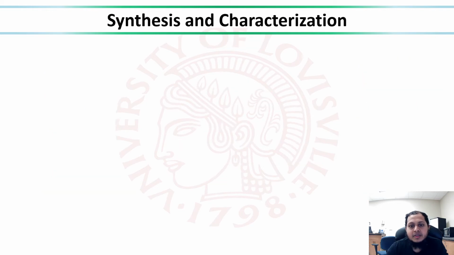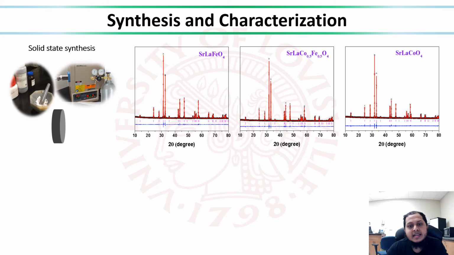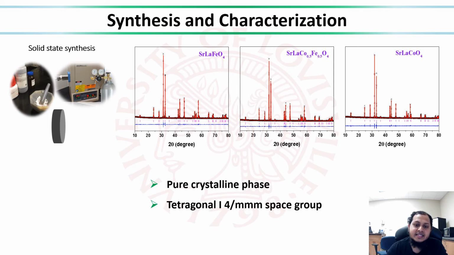Now let's see how we synthesize and characterize these compounds. We synthesize these compounds via the solid state synthesis method. We mix all the precursor oxides together in a mortar and pestle, make a pellet, and calcine it in a high temperature furnace for at least 72 hours with intermediate grinding until we get the pure product. We characterize these samples by powder XRD. Here you see the powder XRD of strontium lanthanum iron O4, strontium lanthanum cobalt iron O4, and strontium lanthanum cobalt O4. From the XRD refinement data, we see all the compounds are in a pure crystalline phase with no impurity, and all of them have the same tetragonal I4/mmm space group.